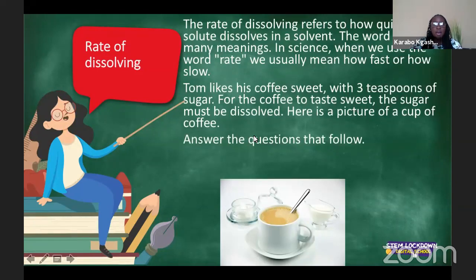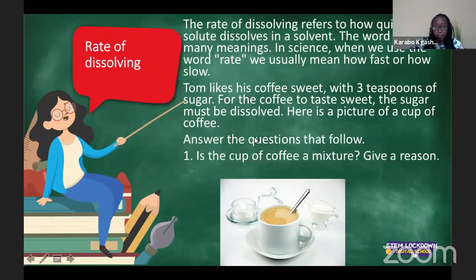All right, now I would like you to answer the questions about this cup of tea. In your chats, remember, just type in the answer. Is the cup of coffee a mixture? Give a reason. Let's see what you have in your chats for us. Is the cup of coffee a mixture? And give me a reason. In fact, if you want to actually give me the answer, you can raise up your hand and we will unmute you. You can explain to us why you're saying yes or no.